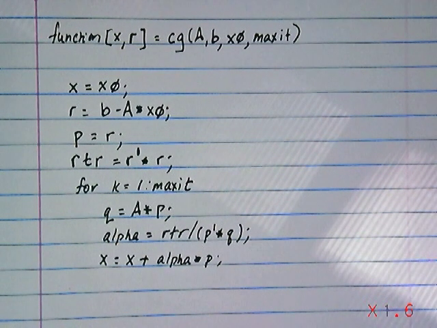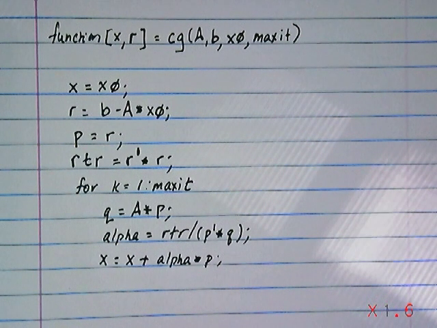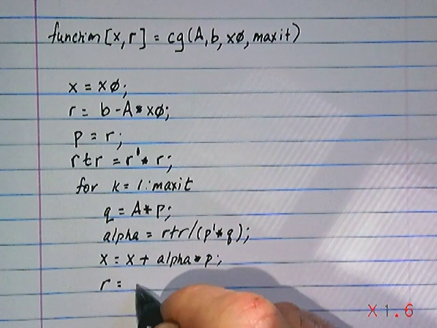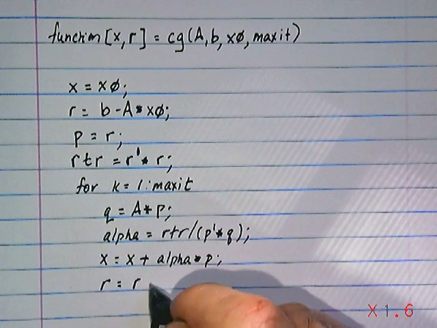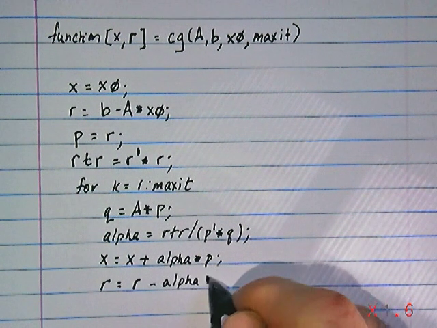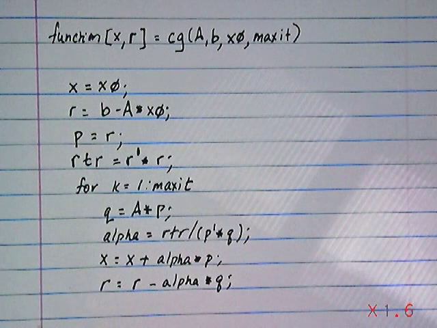And there it is, very simple. Now we need to work on updating our residual as well as our direction vector. So the residual can be updated very simply as R is updated as R minus alpha times Q. That's the update of the residual.